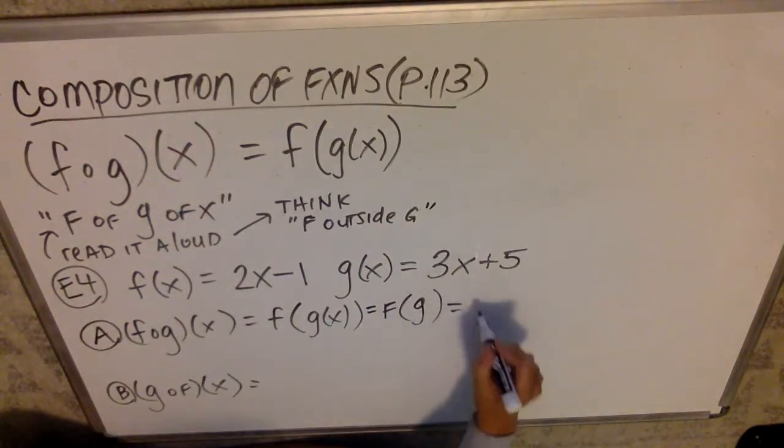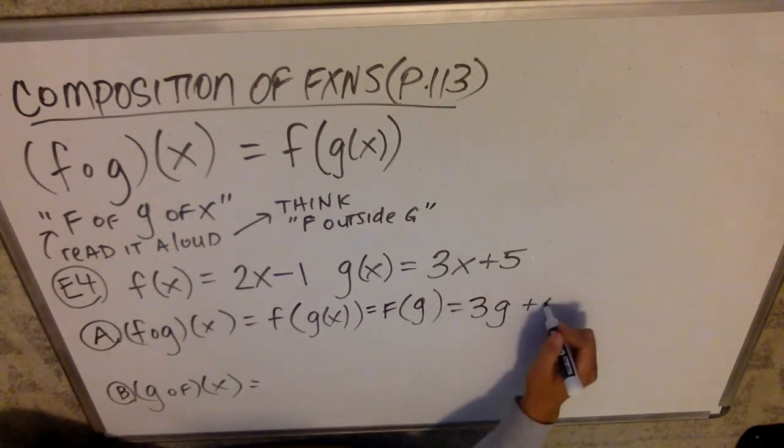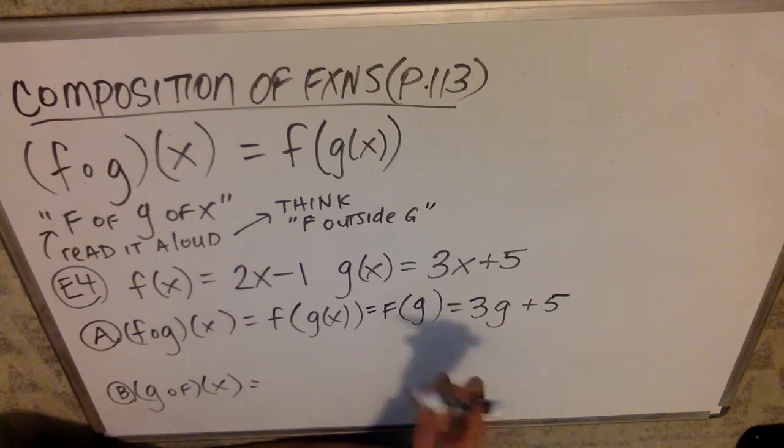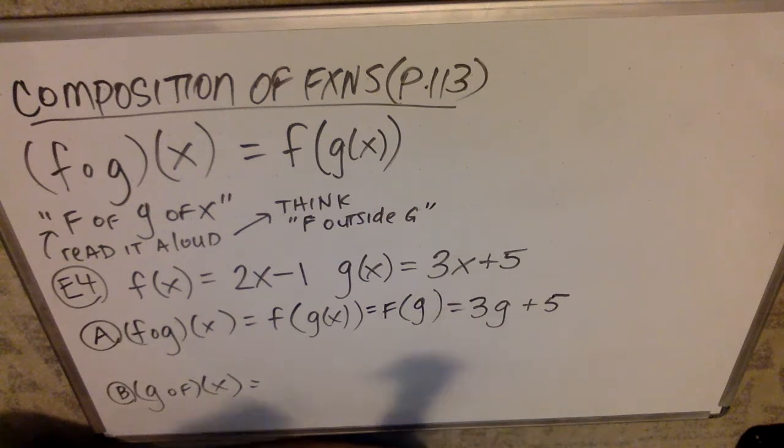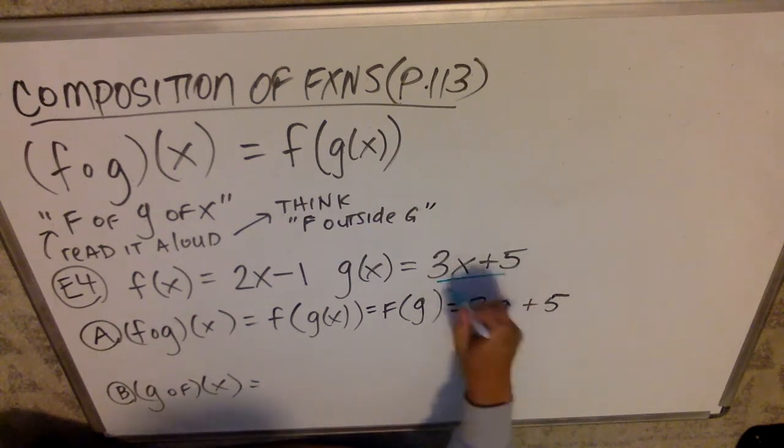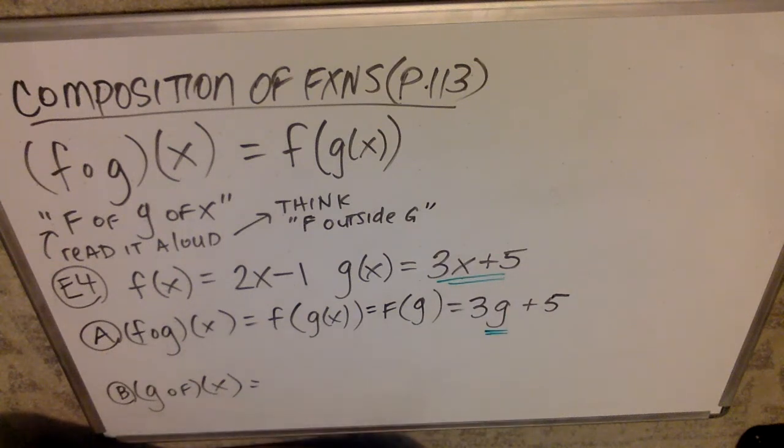So if you look at what f of g would be, f of g would be 3g plus 5. Like if I asked you for f of 10, you'd plug a 10 in for x. So if I ask you for f of g, you plug the g in for x. But then I want you to realize that the g isn't really just a g, it's a 3x plus 5.